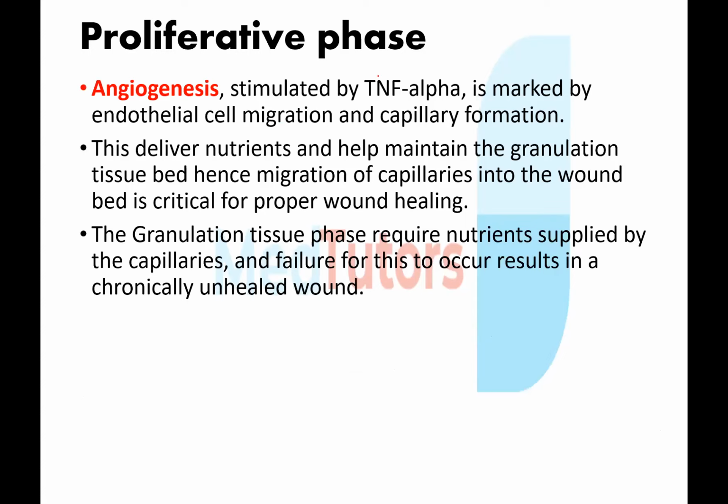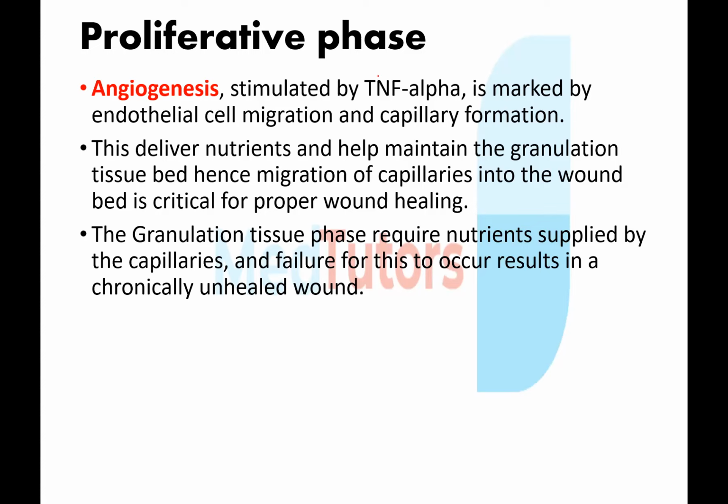Now, angiogenesis is the formation of new blood vessels, and this usually is from the endothelial cells that are derived from the venules of intact tissue, where new capillary buds are formed and they proliferate to form new blood vessels. This is stimulated by tumor necrosis factor alpha. It is marked by endothelial cell migration and capillary formation. These deliver nutrients and maintain the granulation tissue bed.